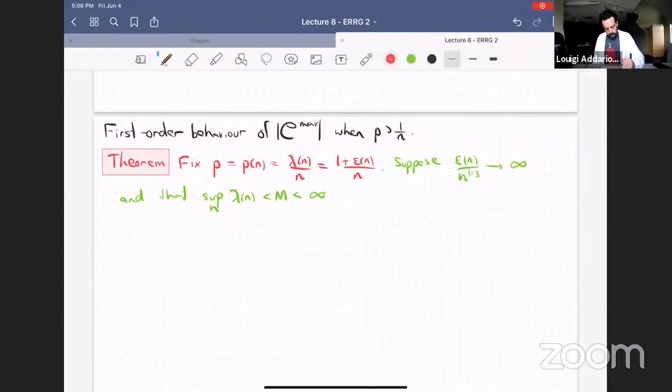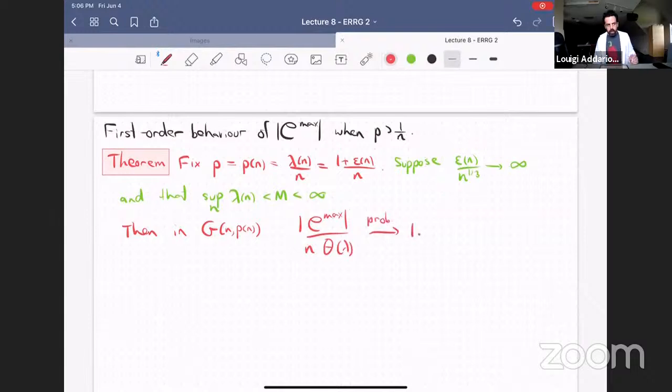Okay, then the size of the largest component, in G(n,p), the size of the largest component divided by n times theta lambda converges in probability to 1. Okay, so we again precisely see this Poisson survival probability cropping up. It's intimately connected to the problem.